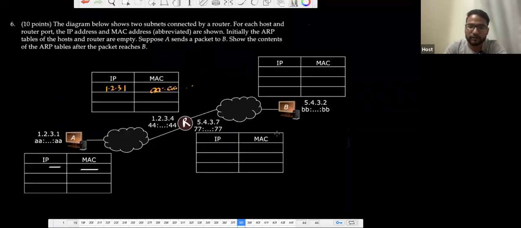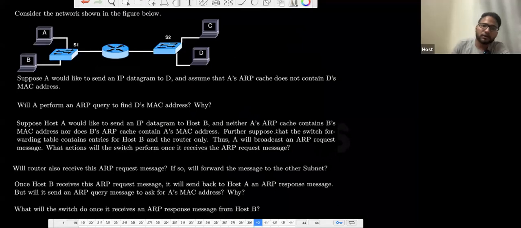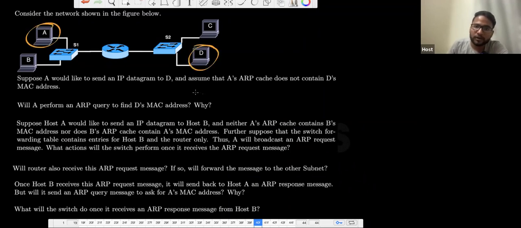This is the question that we did. Now let's do this question. Consider the network shown in this figure below. Suppose A would like to send an IP datagram to D. And assume that A's ARP cache does not contain D's MAC address, which means that A doesn't know D's MAC address. Will A perform the ARP query to find D's MAC address? Does A ever need to know D's MAC address?